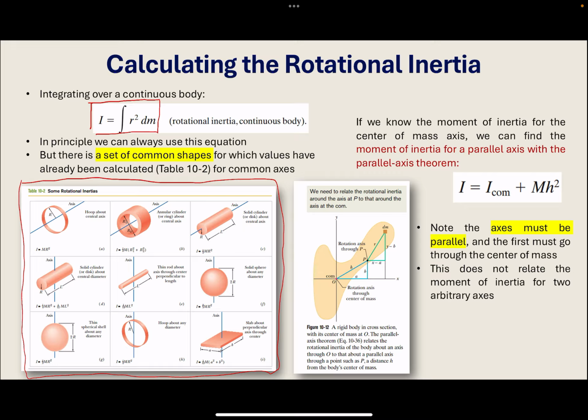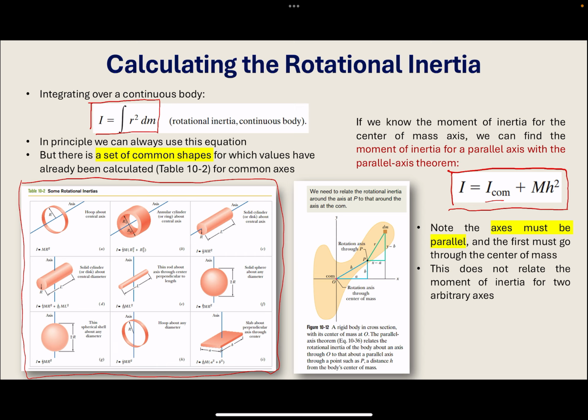Now, let's talk about the parallel axis theorem. If we know the moment of inertia about an axis through the center of mass, I center of mass, then the moment of inertia about any axis parallel to it and a distance h away is I equals I center of mass plus m h squared. Be careful, the axis must be parallel and one must pass through the center of mass. This theorem doesn't work for arbitrary axes.